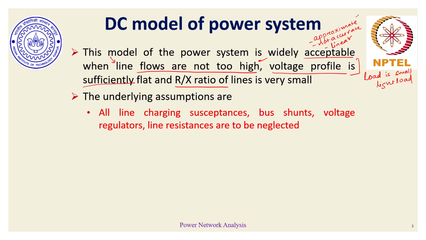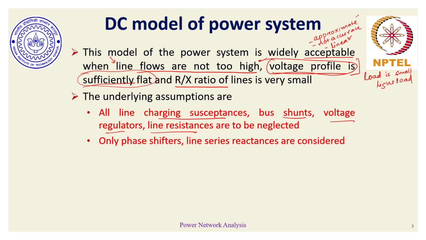The assumptions involved in this DC model are that all elements of the network which regulate voltages or reactive power flows are to be neglected. We are assuming that the voltage profile is sufficiently flat, which means almost all bus voltage magnitudes are equal to 1 per unit. So there is no need to consider any element like line charging susceptance, shunt factors, regulators, or line resistances, which would impact these voltages, because voltages are not changing much under light load conditions.